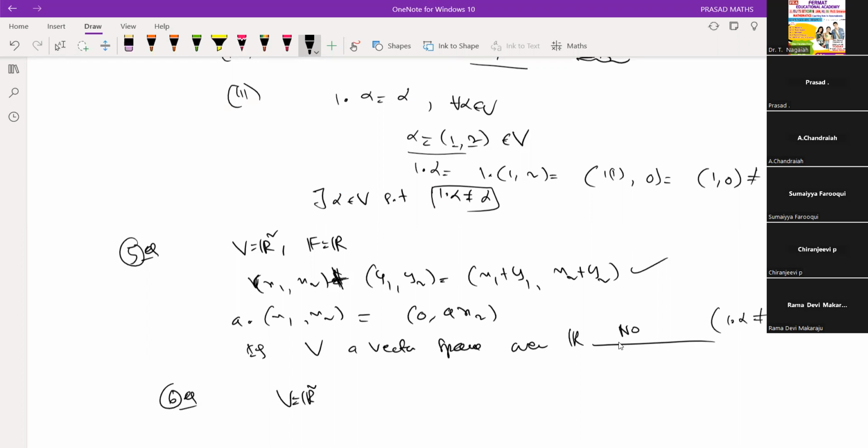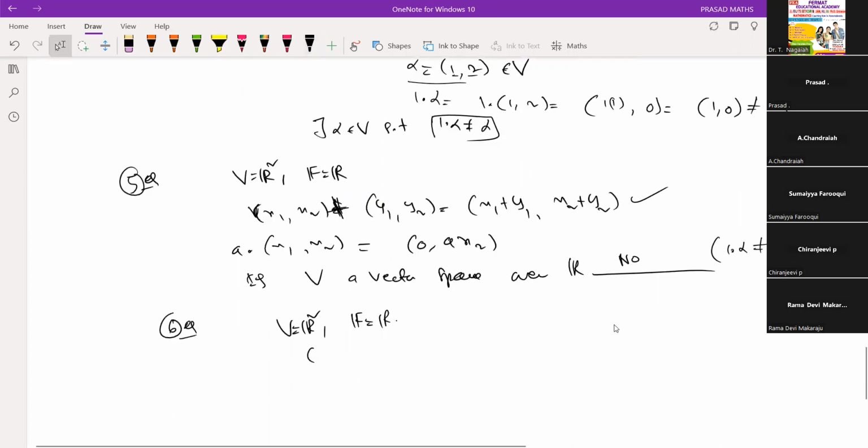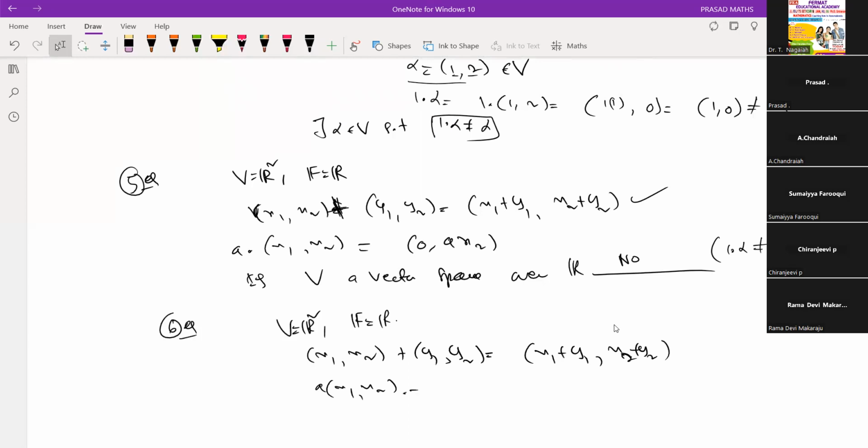Suppose you take V equals R2, F equals R. Suppose you take this vector addition. I fix this vector addition because I know that if I choose a different operation, it is not a vector space. So this is fixed: vector addition is the usual component-wise addition. Suppose my scalar multiplication is defined like this. Suppose I choose a squared x1, a squared x2.